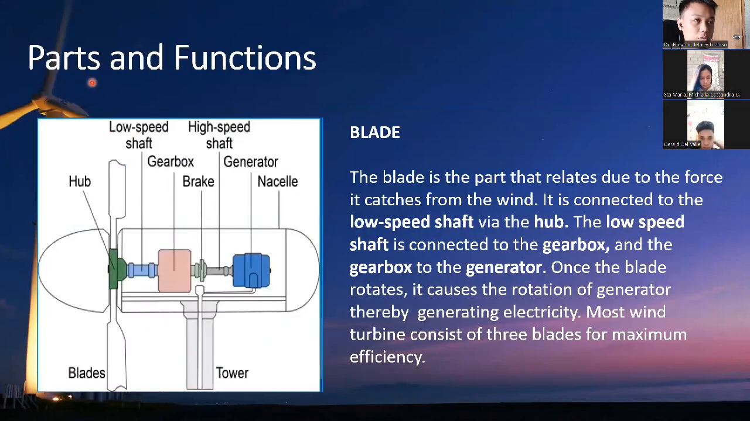And then parts and functions. Blade. The blade is the part that rotates due to the force applied by the wind. It is connected to the low speed shaft via the hub. The low speed shaft is connected to the gearbox and the gearbox to the generator. Once the blade rotates, it causes the rotation of the generator, thereby generating electricity. Most wind turbines consist of 3 blades for maximum efficiency.